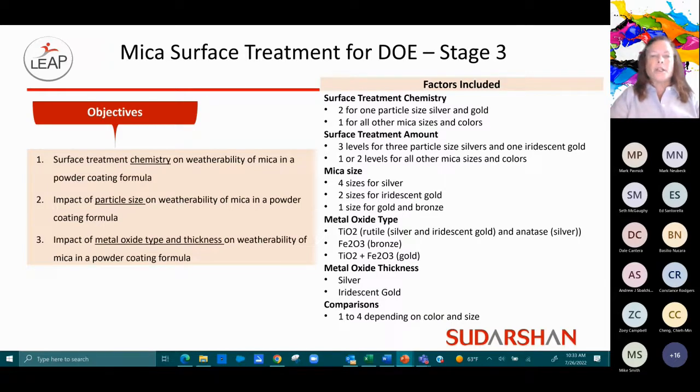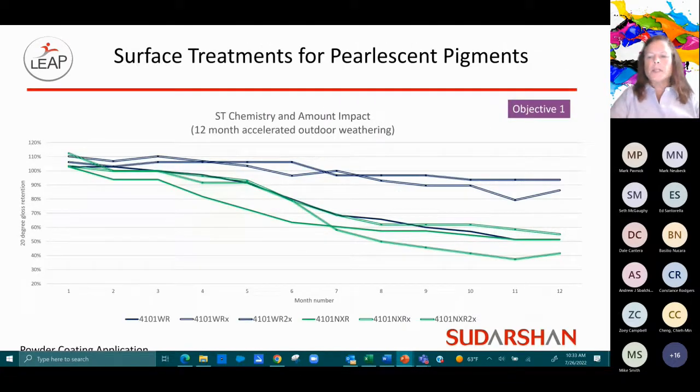So opposite these 3 objectives, what we found was, for the first objective, which was the surface chemistry and amount, we were taking a look at a very fine 1 to 15 micron silver mica. The chemistry types are a chrome containing as well as a chrome free containing. And what we found was the chrome containing at the higher levels had the best gloss retention properties versus the chrome free versions.